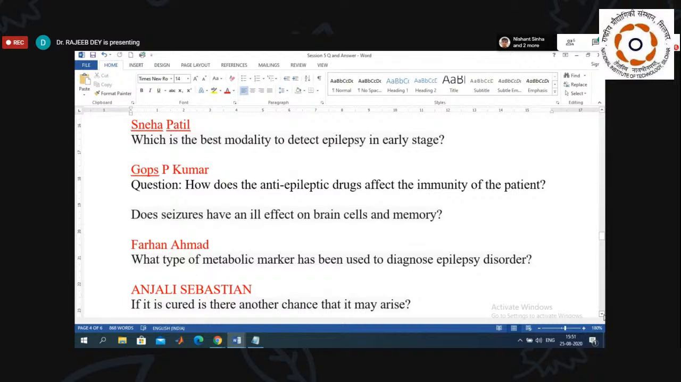An ILAE outcome of 3 means that the seizures have reduced by more than 50% compared to before surgery. The goal is to predict what a patient should expect after the surgery.